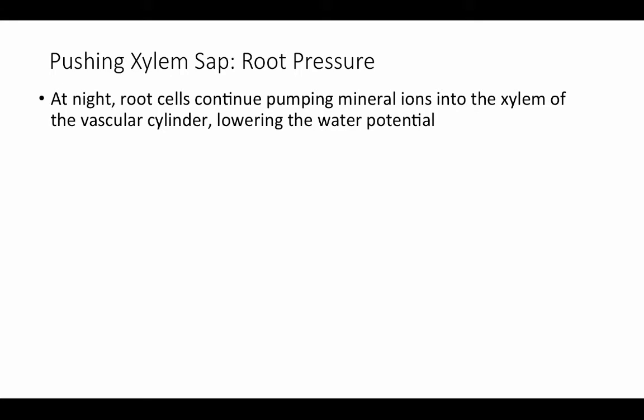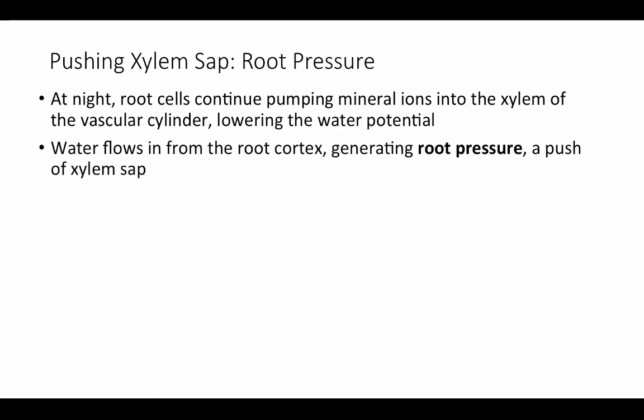So remember that the cells of the root are actively transporting minerals from the soil into the root cells and accumulating, creating a higher concentration of minerals within the cells than outside in the soil. So at night, root cells continue pumping mineral ions into the xylem of the vascular cylinder, and this is going to lower the water potential by increasing the concentration of solutes. So this is going to cause water to flow in from the root cortex, and this is going to generate a root pressure, a push of the xylem sap. So the xylem sap refers to the water and everything that's dissolved in it.